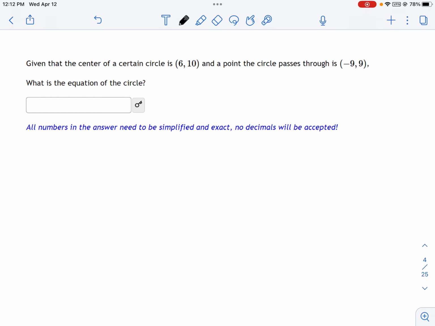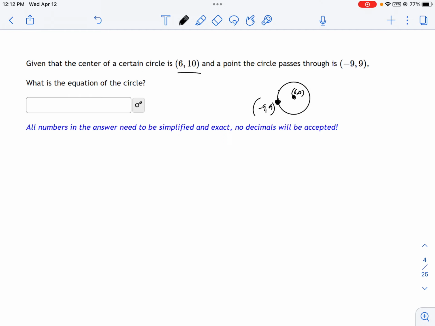So essentially, we're given some circle, and we're told that the center is going to be at (6, 10). So whatever this point is at, it's (6, 10). That's its location. Then we're told that we have a point at (-9, 9), maybe right around there. This is a point on the circle. When it says it passes through, it just means that there's a point on the circle at (-9, 9). That's as much as you need to know.